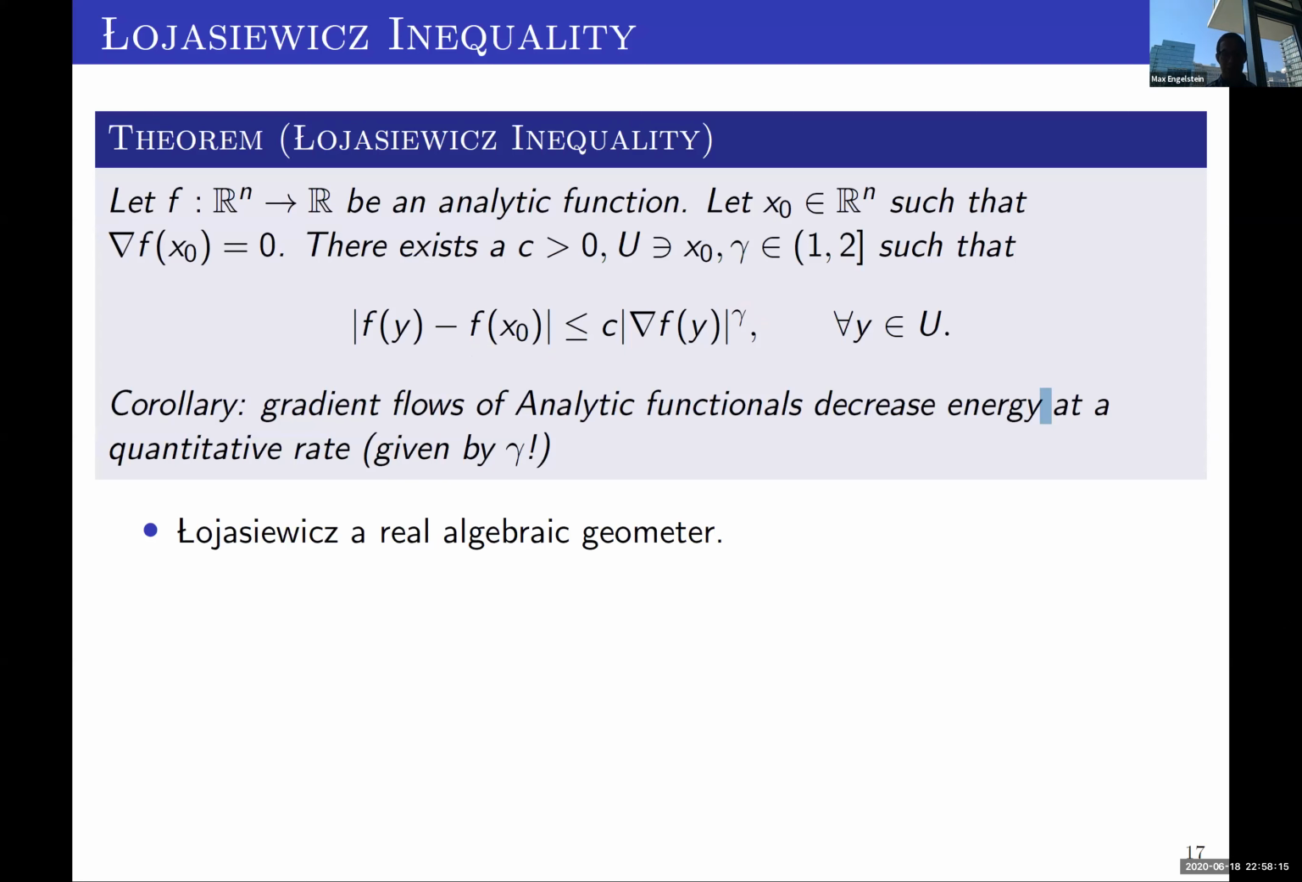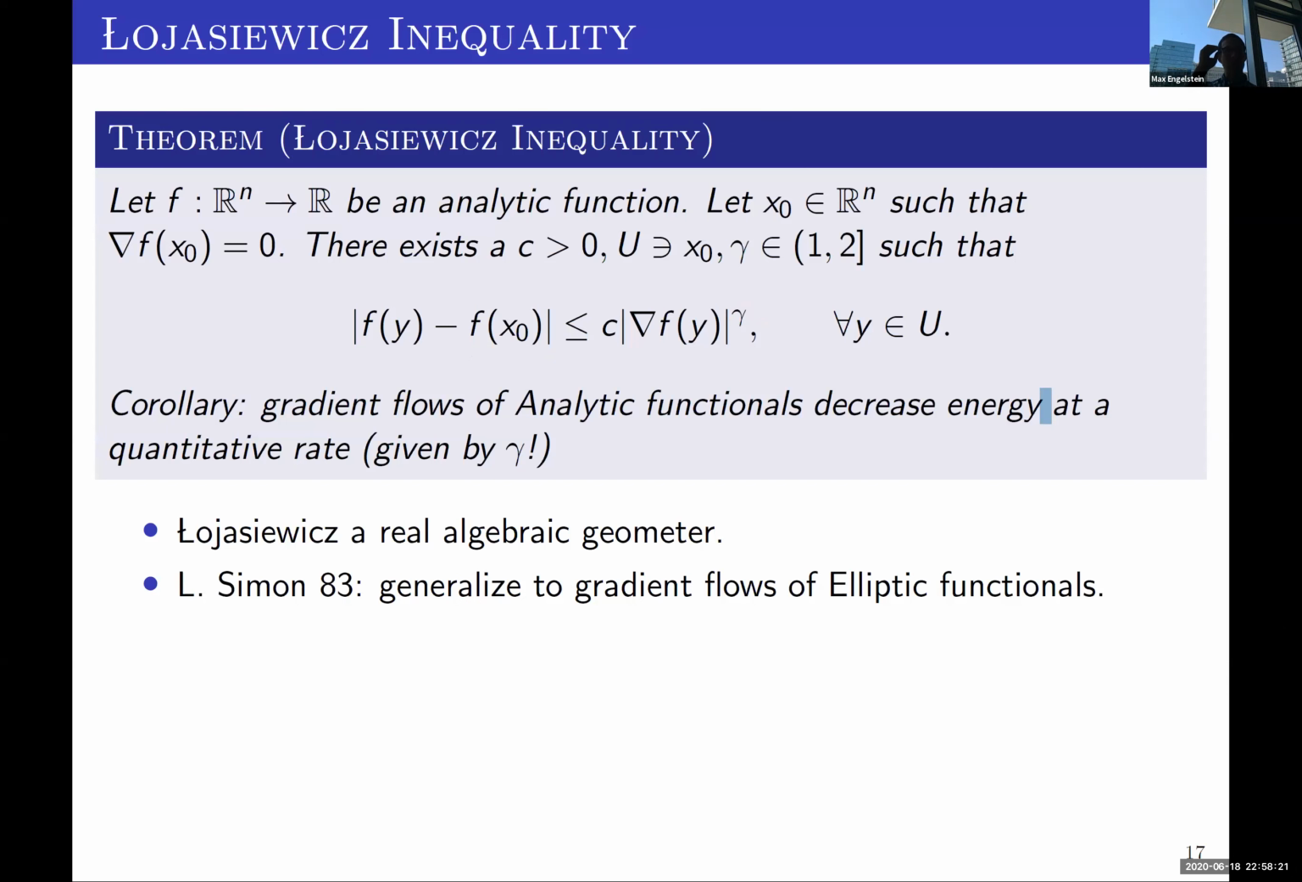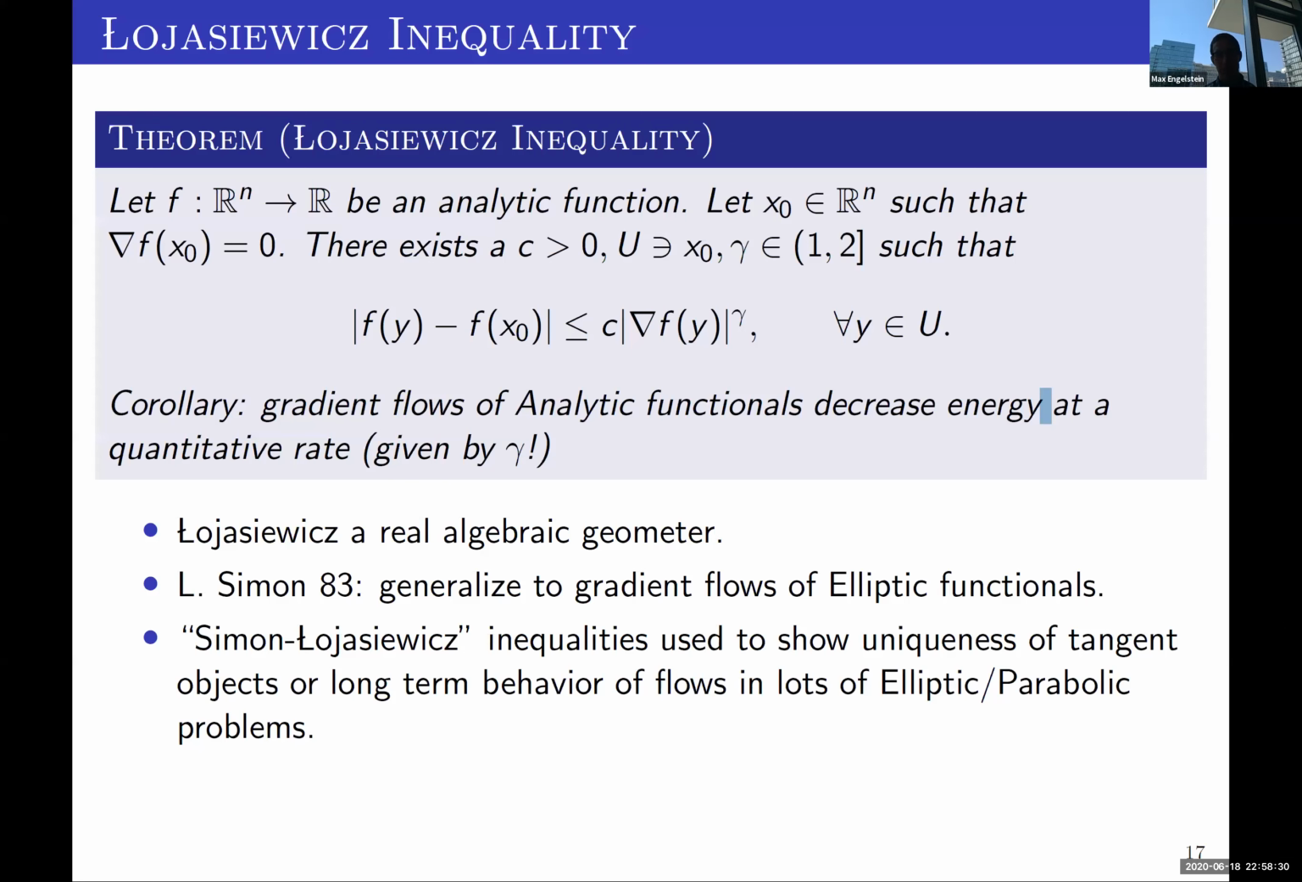Łojasiewicz was a real algebraic geometer. He didn't care about analysis, really. He was doing this to understand analytic varieties. But it was Leon Simon later in the 20th century who realized that you could use this functional to understand the gradient flows of elliptic functionals. You could use this theorem. So these Simon-Łojasiewicz inequalities have been used all over geometric analysis to understand the uniqueness of blowups or long-term behaviors of flows in elliptic and parabolic problems. Mean curvature flow, the Yamabe problem, minimal surfaces, all over the place.